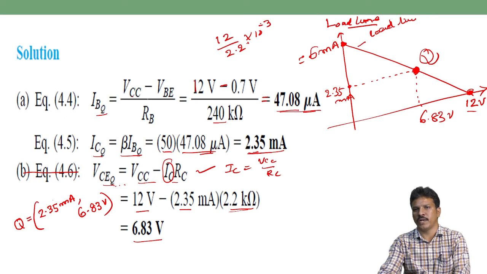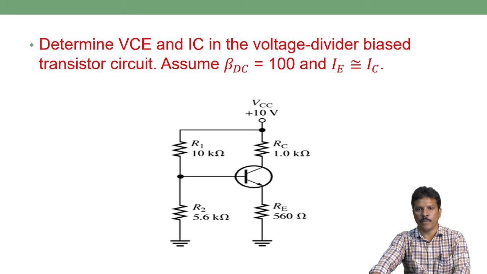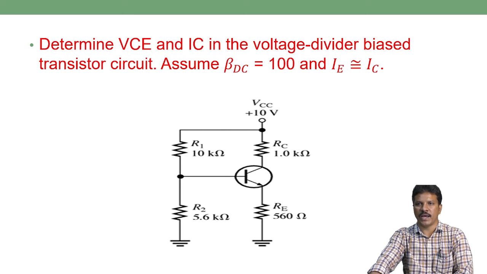The Q point is 2.35 milliampere, 6.83 volts. So in this way, you need to find out the Q point and load line for this type of biasing networks. Now see another problem regarding voltage divider bias.